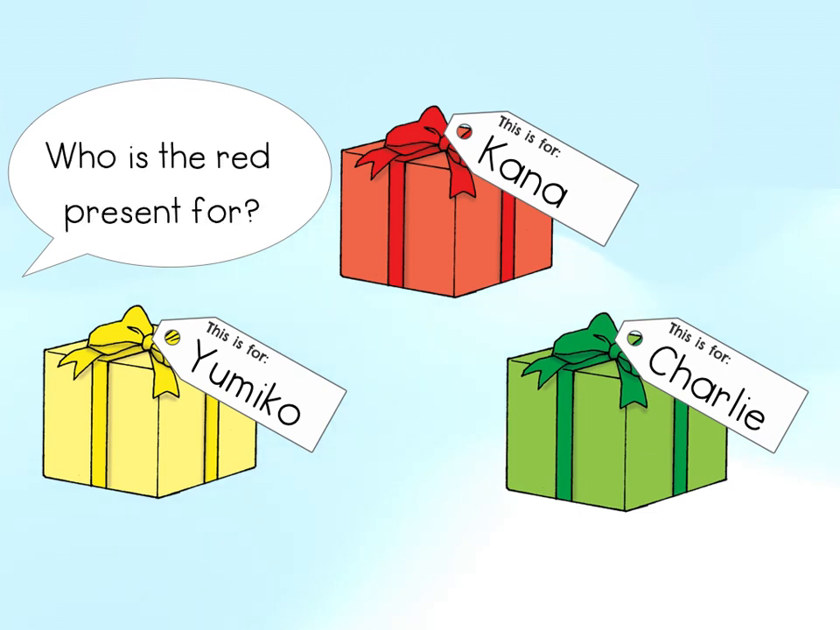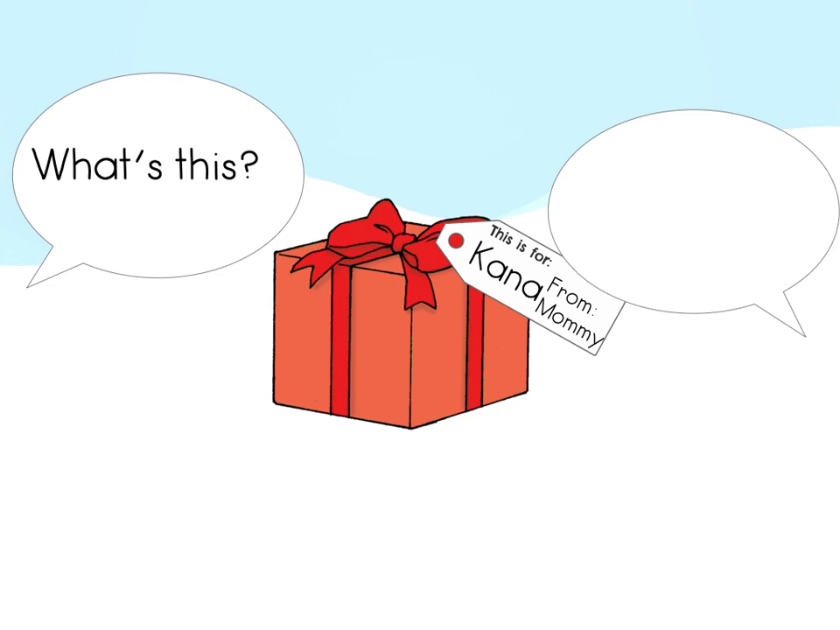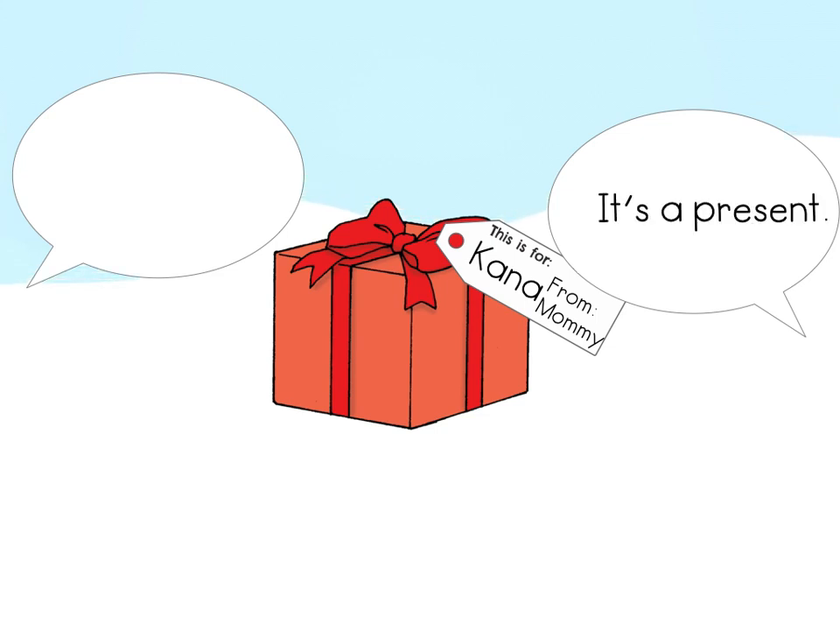So the teacher will guide this activity in the beginning and ask various questions. Who is the red present for? Students can answer. These are flashcards, by the way. Who is the green present for? Kana. Charlie. Who is the yellow present for? Yumiko. What's this? It's a present.